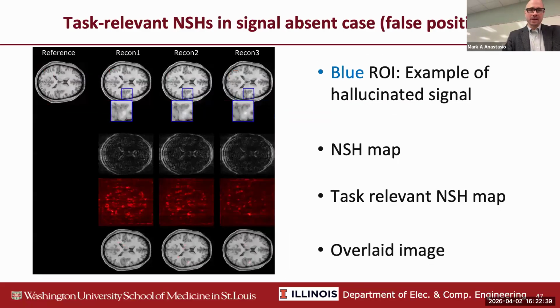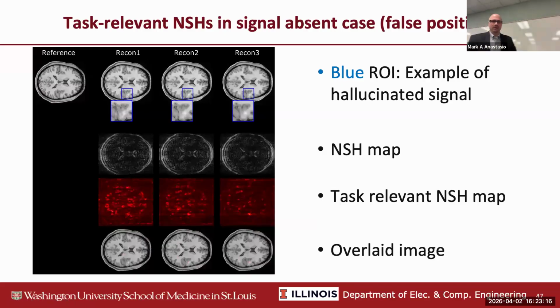Here are examples of false positives, where the actual object was signal absent, but the downstream classifier said, oh, there's a signal in there. These are the same three reconstruction methods. Basically, they're all simple end-to-end U-Net methods, but the loss functions are different, where there's a task enhancing component to the loss function. Send me yours, I'm happy to test it.